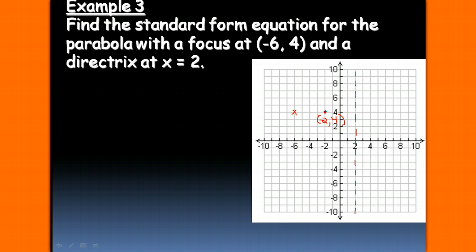The arms have got to go around the focus, away from the directrix. So it's going to look something like this. And again, it doesn't need to be perfect, it just needs to get the idea right now. We're not trying to find specific points, but that's pretty much what it's going to look like. Since this is a sideways opening parabola, we're going to have to use our other formula: x minus h equals 1 over 4p times y minus k squared.